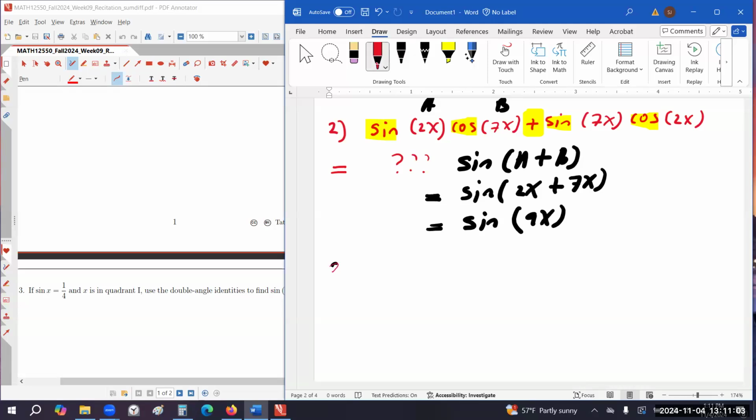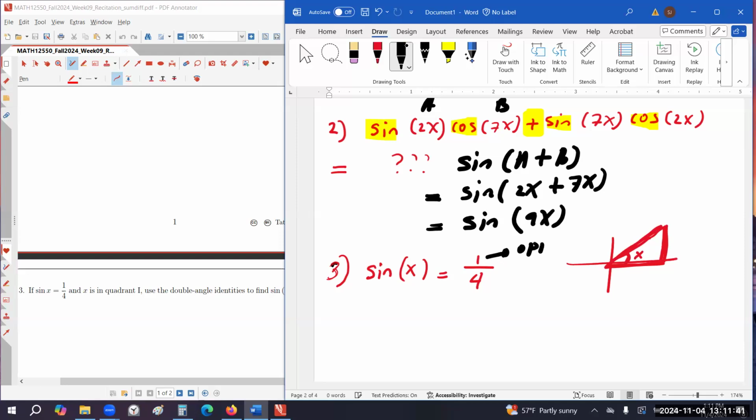Question 3 is another interesting question. It says we have sine of some angle. We have no idea what that angle is, but the value for that angle gives us 1/4. And the angle x is lying in the first quadrant. So somewhere we have angle x that gives us a triangle here. And since sine means opposite over hypotenuse, in this triangle, the opposite side of this angle is 1 and our hypotenuse is 4.